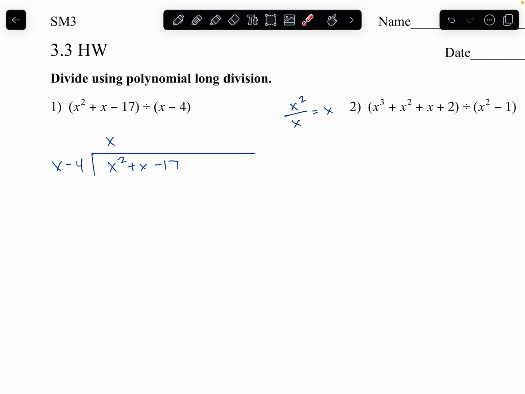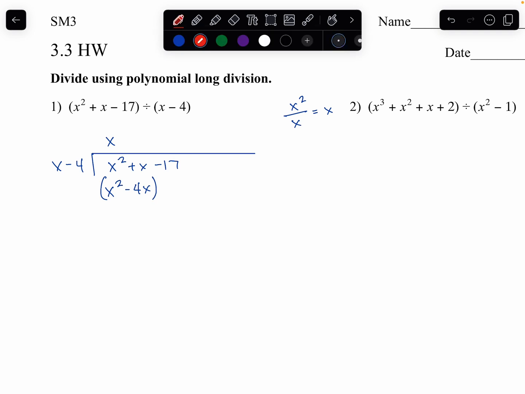And then the next thing that we have to do is multiply. So we're going to take the first term of our quotient and multiply it by both terms of our divisor. So x times x, that's going to give me x squared. And then x times negative 4 is going to give me negative 4x. Whenever I multiply the first term with these terms, I'm going to write them underneath the terms of the dividend. And then we are going to subtract. Now, this is the product that we got, and we're going to subtract the whole thing.